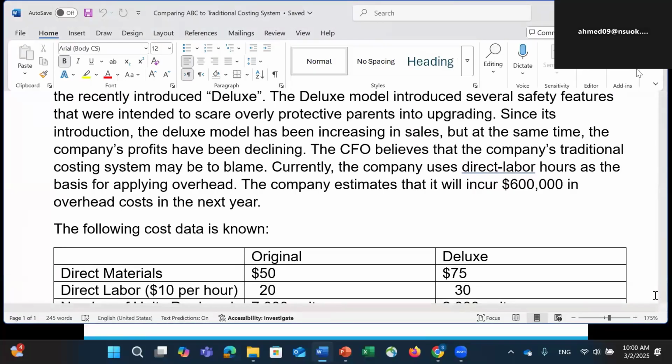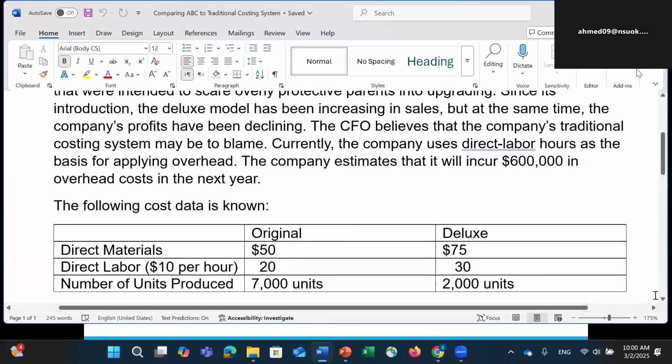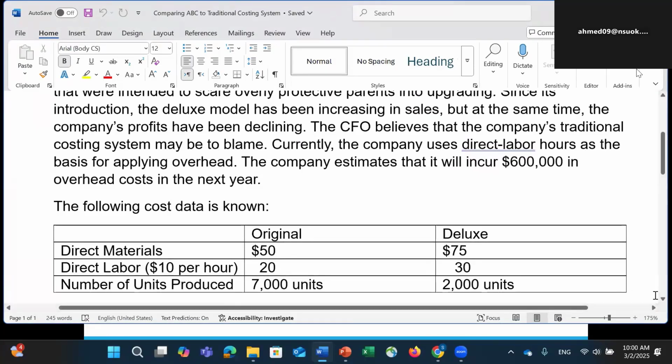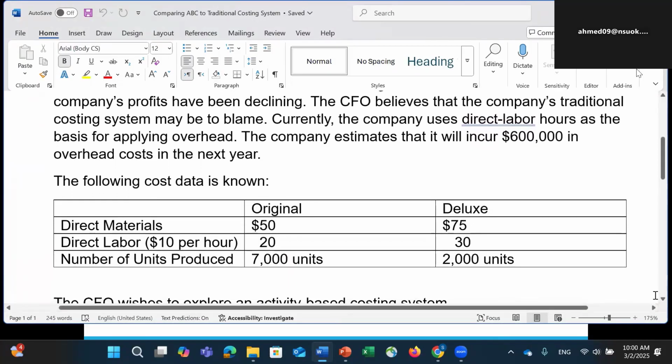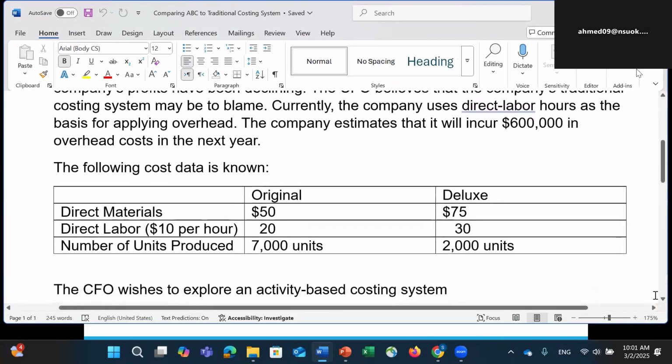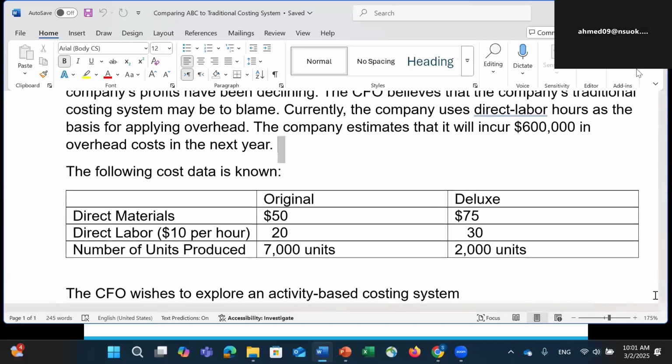No wonder it was declining. You know, the sales are increasing and the profits are declining. That has to be a problem right there. So the CFO believes that the company's traditional costing system may be to blame, and the reason they are losing is because they're using traditional methods. Currently, the company uses direct labor hours as the basis for applying overhead. The company estimates that it will incur $600,000 in overhead costs in the next year. So that is the 600 manufacturing overhead.